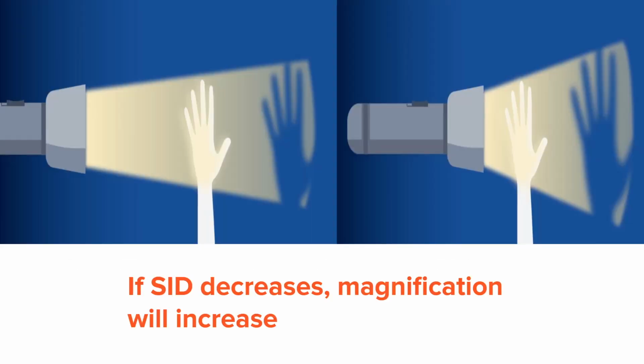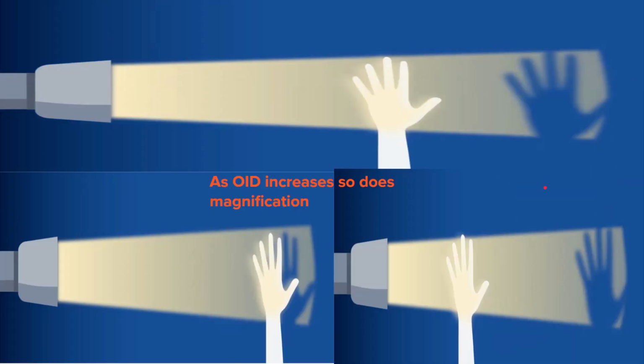Here, the one on the left, the source to image distance is causing the hand to look like this. The one on the right, the flashlight's moving in, the source is getting closer. Look at the hand. The hand's getting bigger. If SID decreases, magnification will increase.